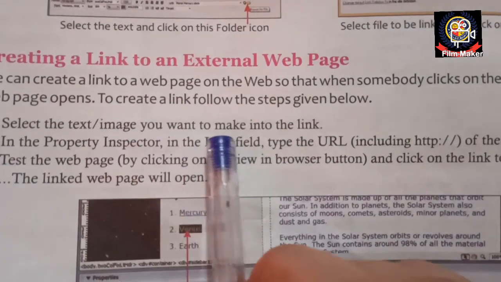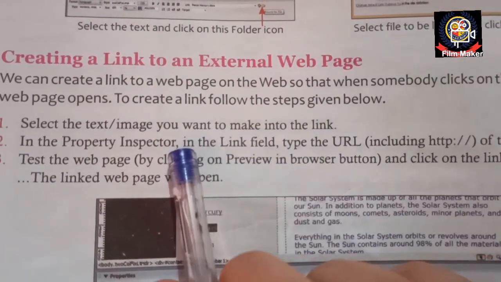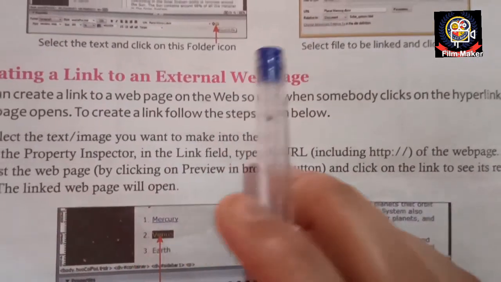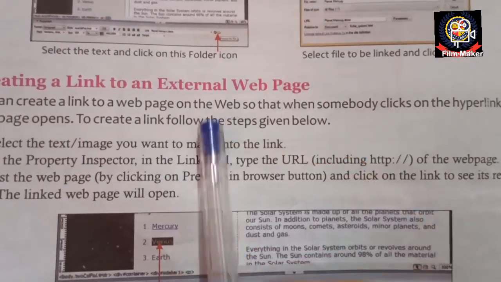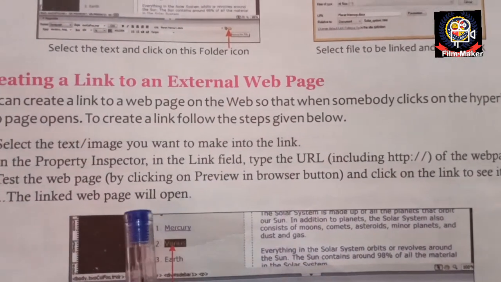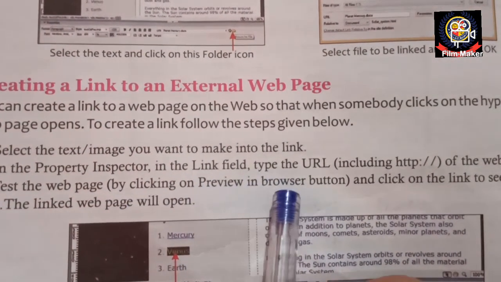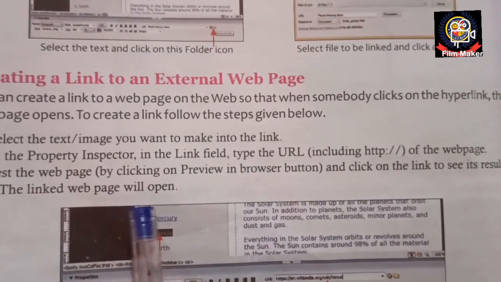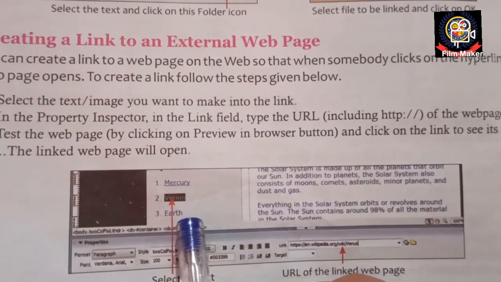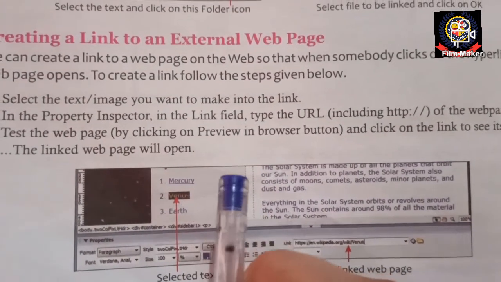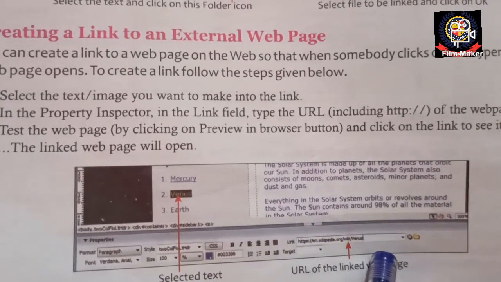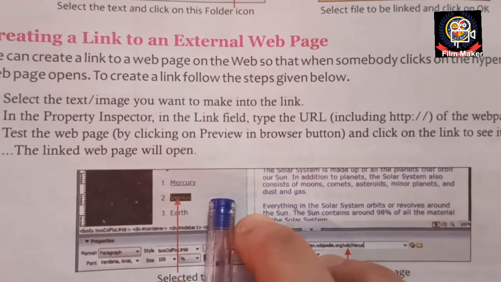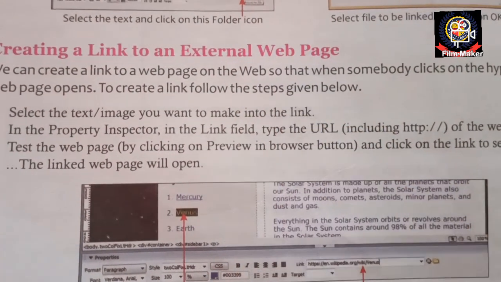So select the text or image you want to make into the link. In the property inspector, in the link field, type the URL of the web page. Over there we selected the file from our computer, but here we have to specify the URL. Then test the web page by clicking on the preview in the browser button and click on the link to see the link page open up. So now whenever I click on Venus, it goes to the other URL whatever I have defined here, and that related web page will be opened. That is the meaning of external web page.